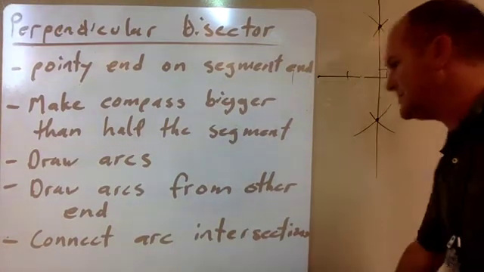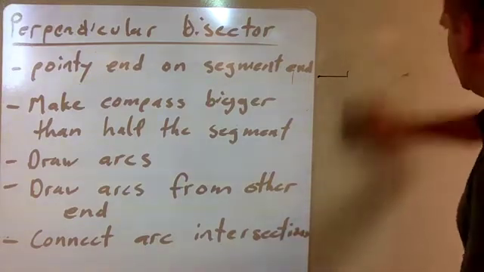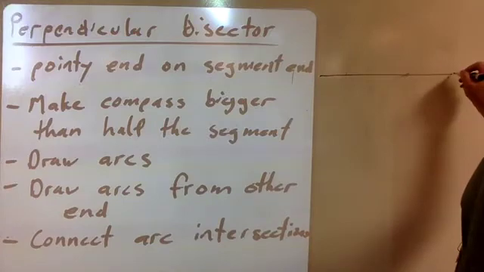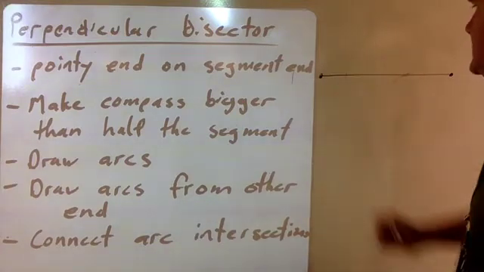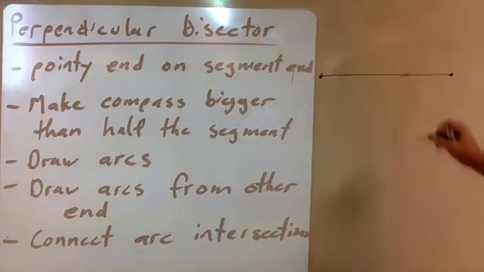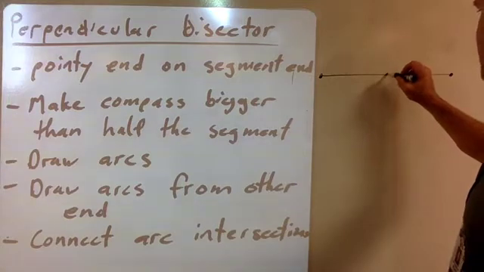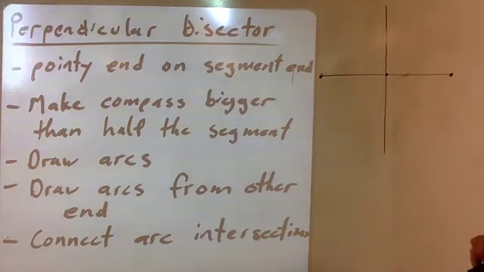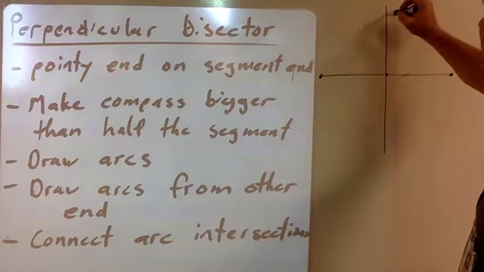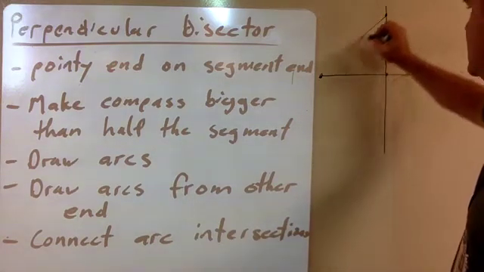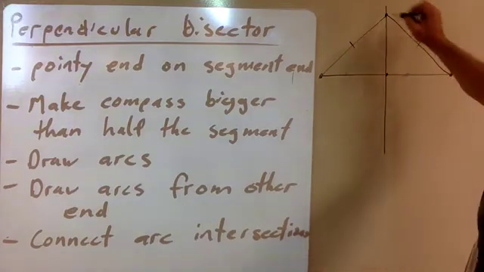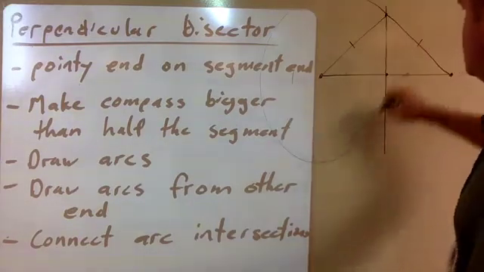The reason it works is when you draw these circles, how's the best way to explain this? Let's say we just take a guess, and we think that's the middle, and this line's perpendicular. All right? That means any point on this line is going to be the same distance from here as it is to there, because it's the same size circle.